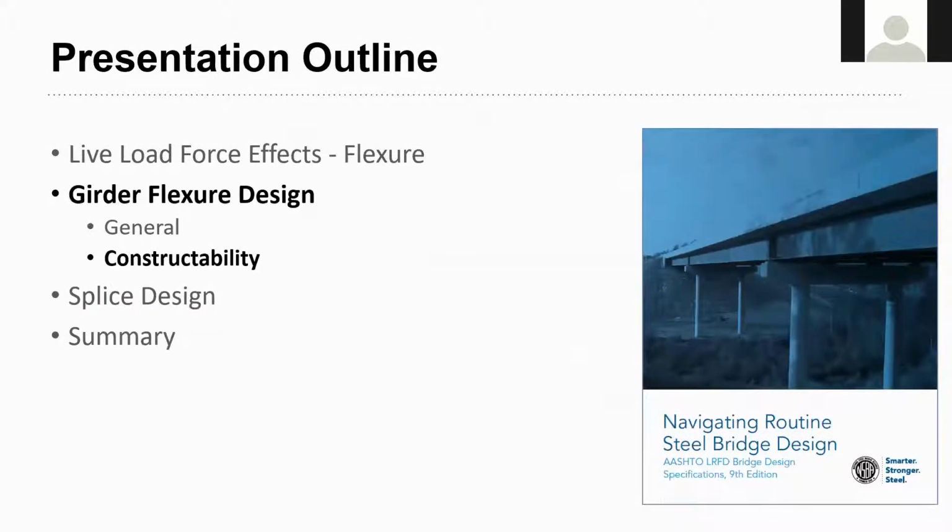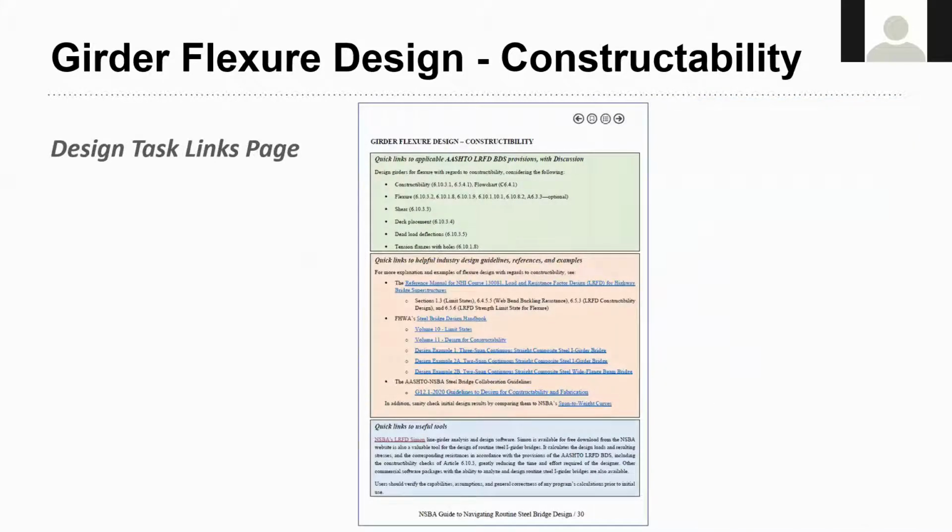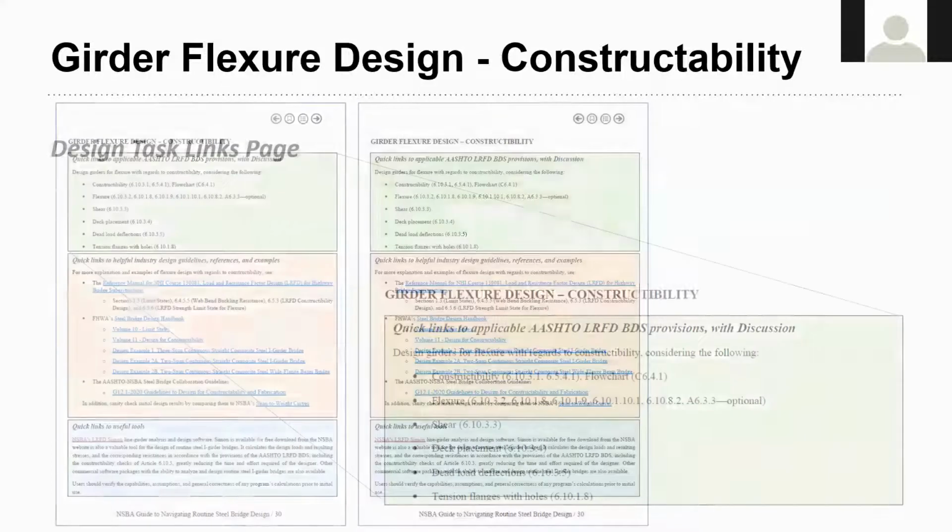So let's talk a little bit more about constructability and what's provided in the guide for that. Again, my objective here is to perform Girder Flexure design for constructability. So again, I'll go right back to the general flow of design tasks on page 15. Go ahead and click on Girder Flexure design, constructability. Similar page. Each one of these is contained in one page, and you can see I have my green section, my yellow, my orange section, and my blue section.